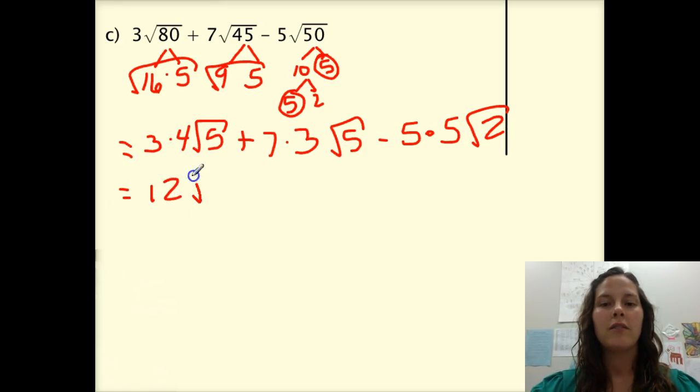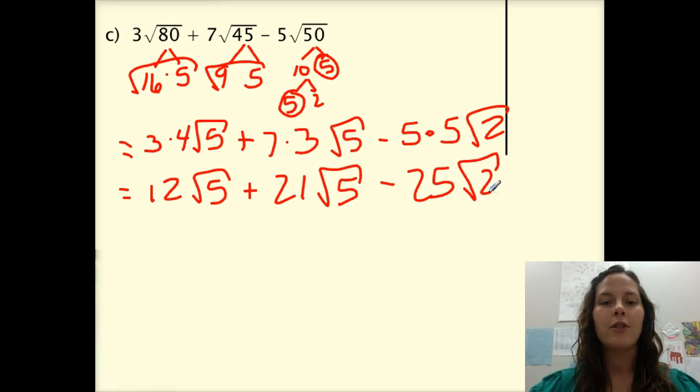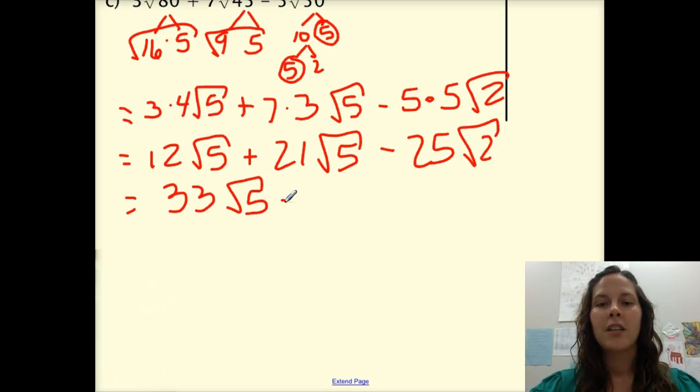Multiplying, we have 12 times the square root of 5 plus 21 times the square root of 5 minus 25 times the square root of 2. So in this one, you can see the first 2 are like terms, but that third one is not. So we'll combine our first 2. We'll have 33 times the square root of 5 minus 25 times the square root of 2.